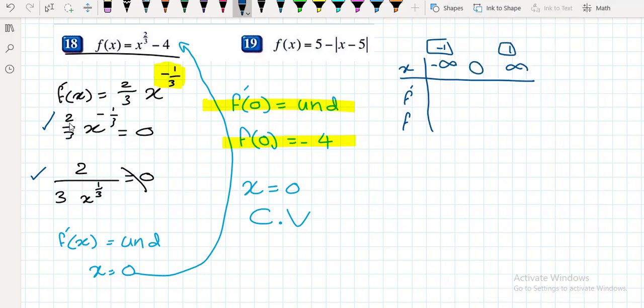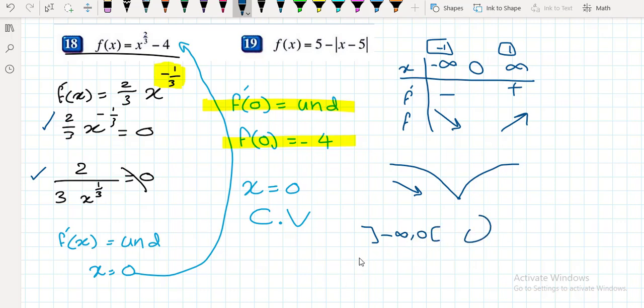Okay, if negative 1 is multiplied by 2 over 3, result will be negative. That is decreasing. If you remember, I said the shape is like this. So on the negative side, it is decreasing. On the positive side, if we put 1 in place of x, positive 1 power anything will be positive 1. Then times this fraction stays positive. This side is increasing. Now, interval of increasing: from negative infinity until 0 is decreasing. From 0 until infinity is increasing. I have a note for these two questions.